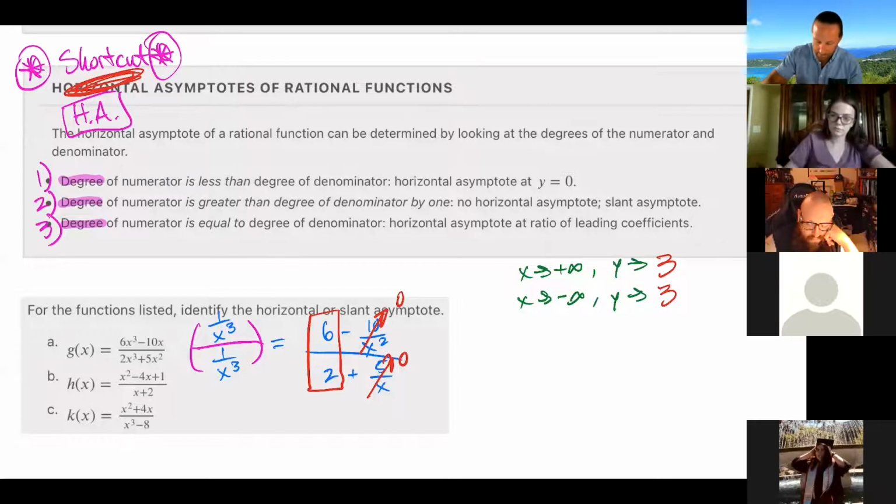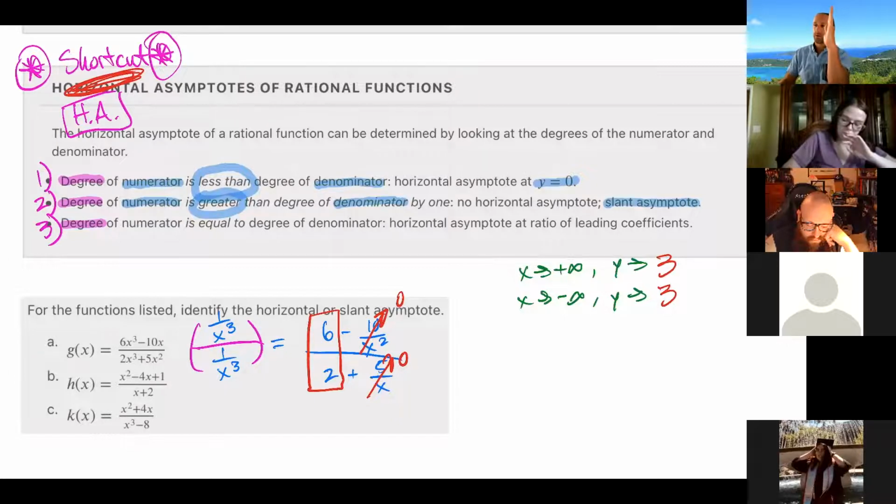All right. If the numerator is less than the denominator, then it's going to approach 0. If the numerator is greater than the denominator, then we will have what is called a slant asymptote. Now we know asymptotes to be vertical, straight up and down, horizontal, left and right, but every once in a while you'll have one that's slanted.